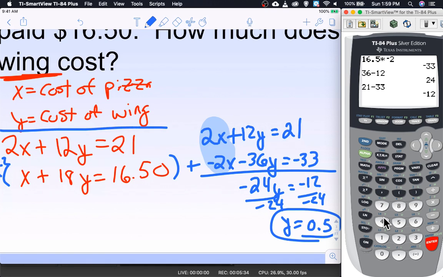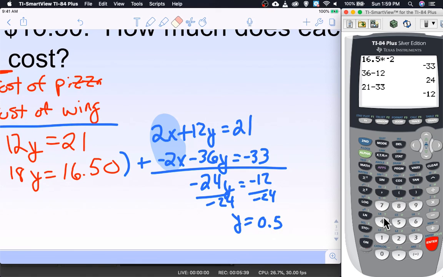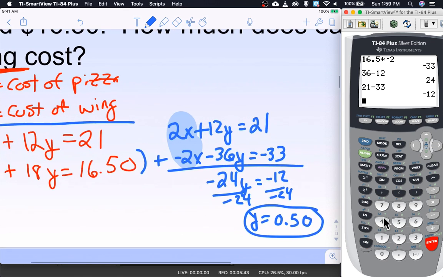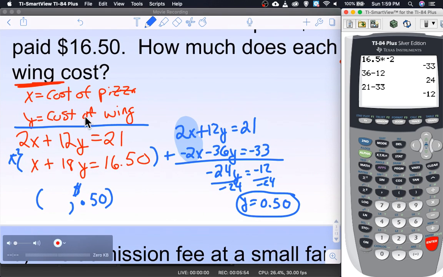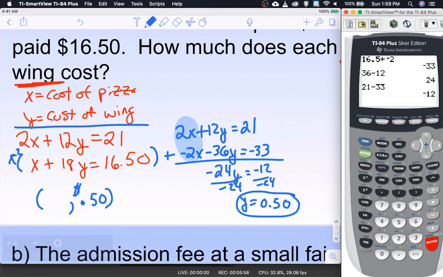Now, that is money. So I can make it look a little bit more like money. I can make it 0.50. So my solution, I know the y variable is 0.50 money. That would be 50 cents. So the cost of each wing is 50 cents. We figured that out. We know each wing costs 50 cents to buy. The only thing we don't know right now is the cost of a pizza.